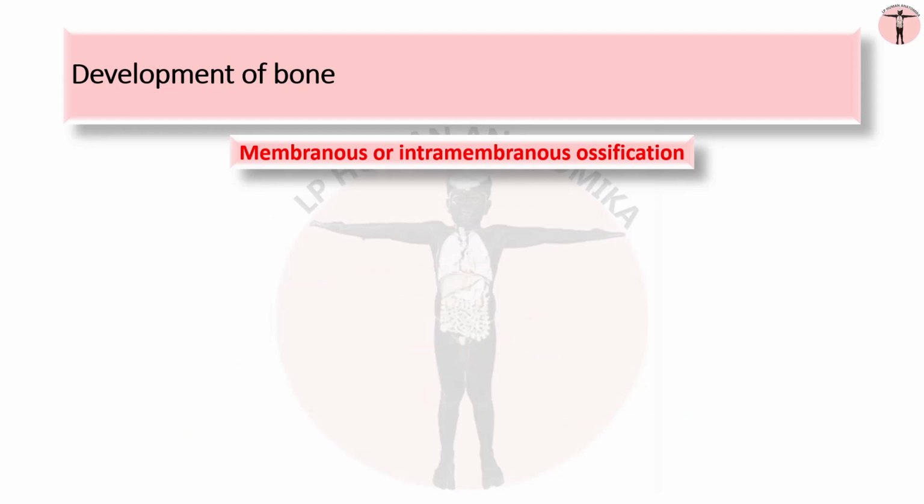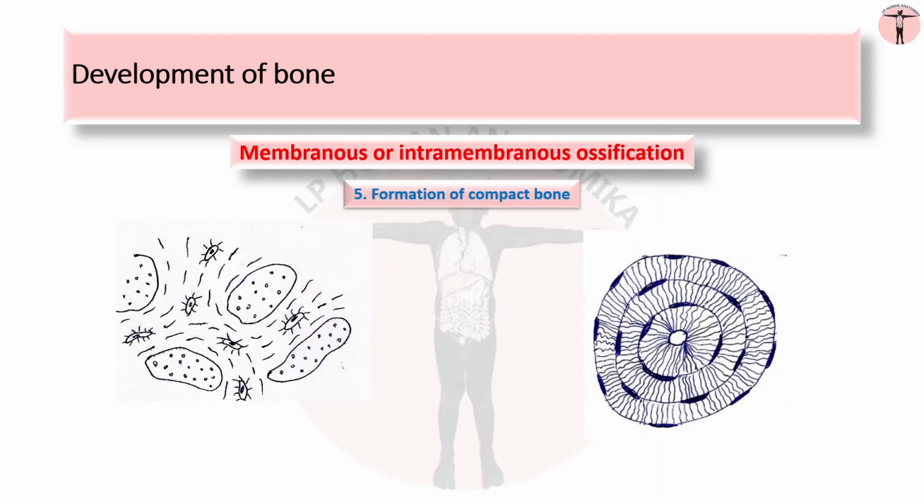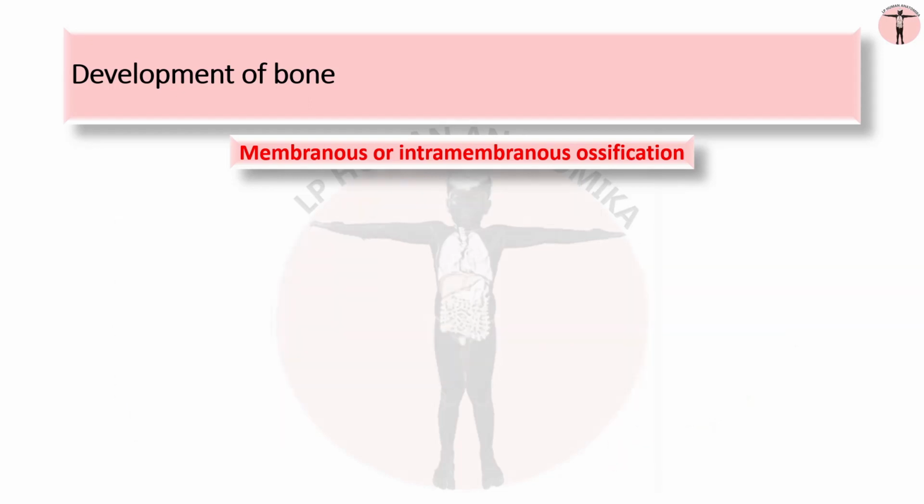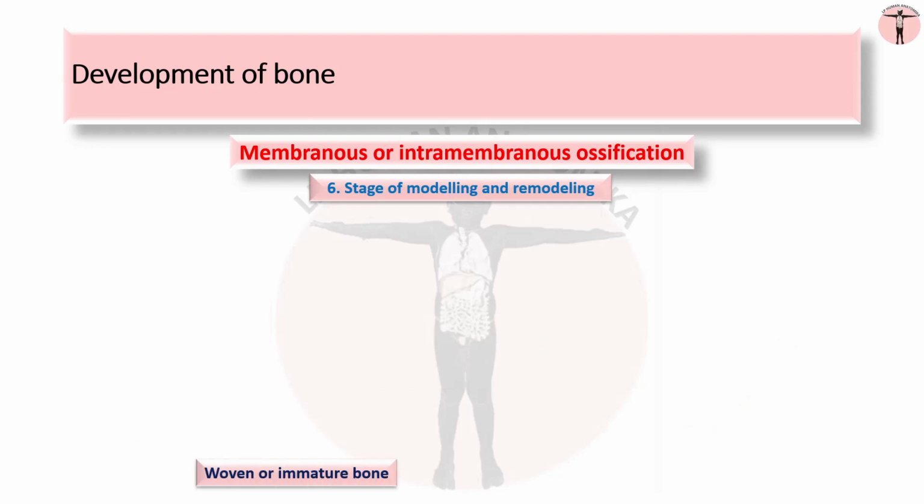The fifth stage is the formation of compact bone. Continued deposition of lamellae on the trabeculae reduces the spaces around the blood vessels, which is gradually converted to the Haversian canal. These changes convert the woven bone into compact bone. The sixth stage is the stage of bone modeling and remodeling. Fusion of progressively growing bone or immature bone gives a primitive shape to a bone model, forming lamellar or mature bone.